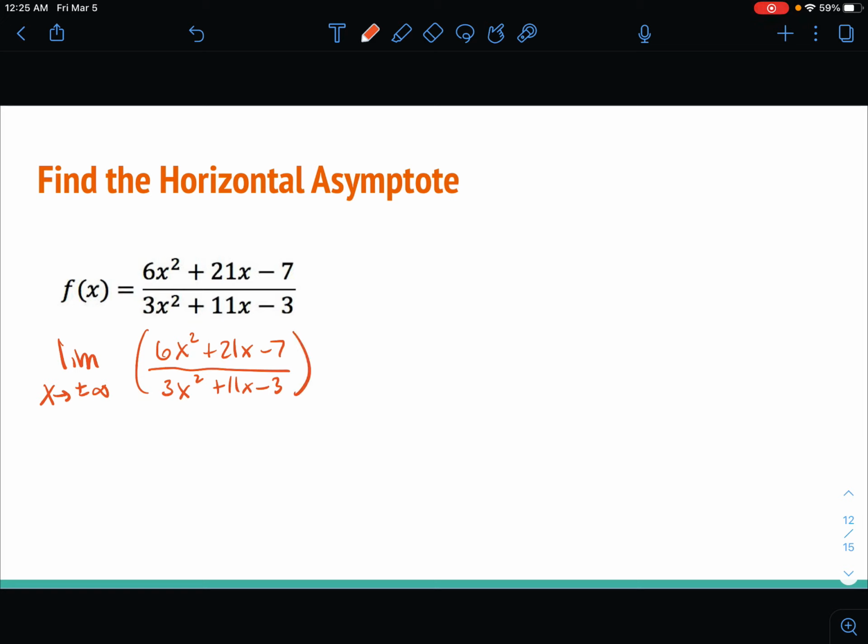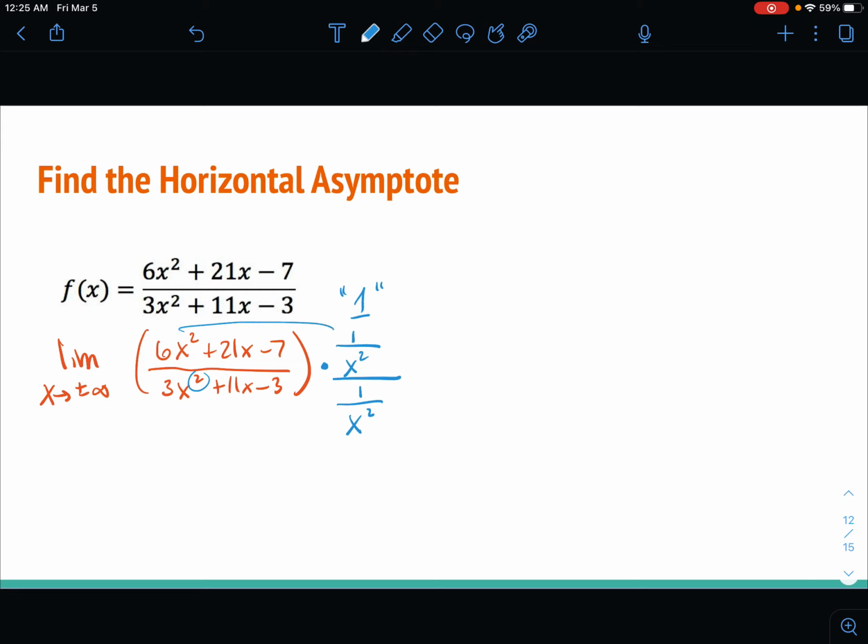Okay. So, can you think about what is the highest exponent and what does that mean we're going to multiply by? Remember, it's got to be a fancy 1. It's going to be 1 over something divided by 1 over that same thing. The squared is the biggest. So, x squared.